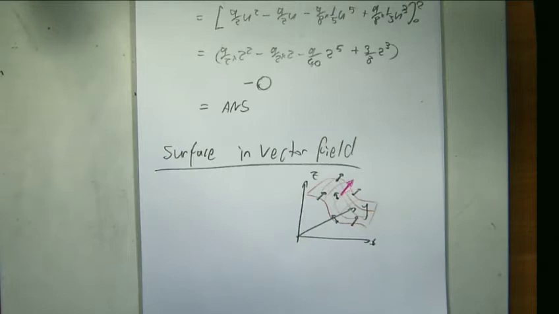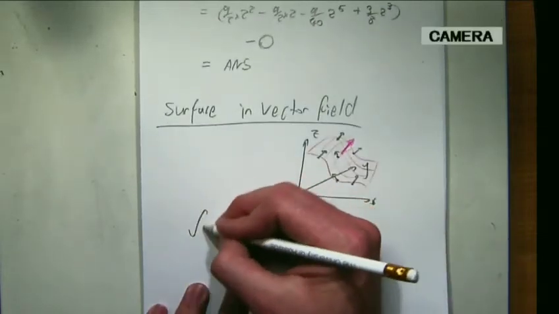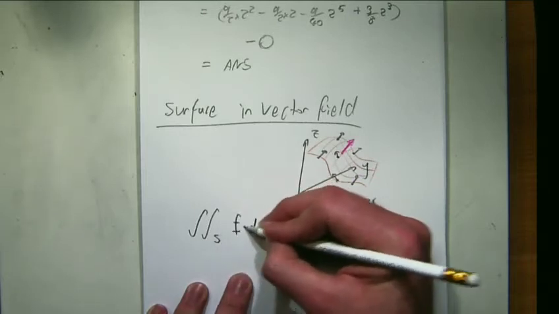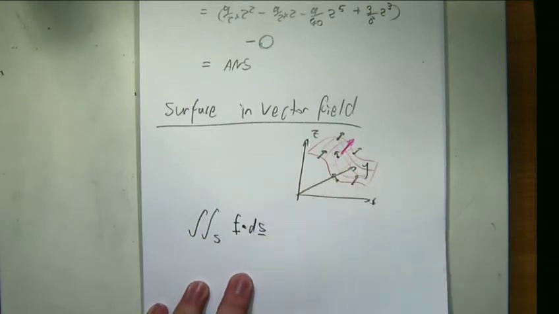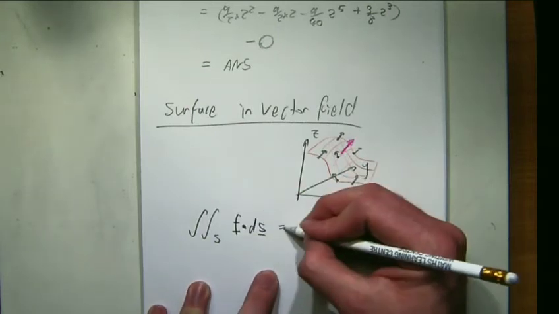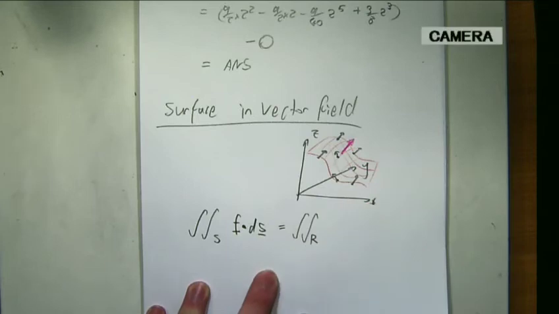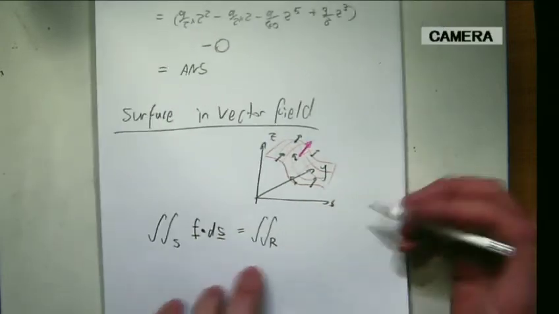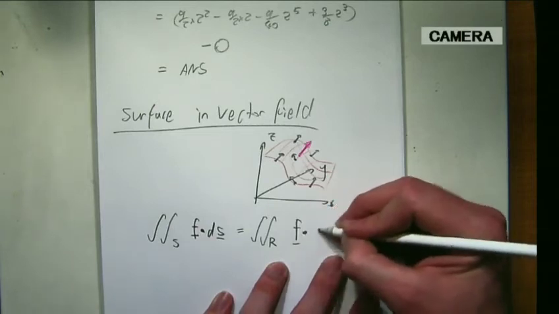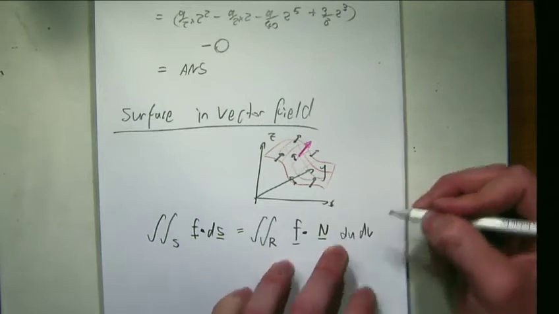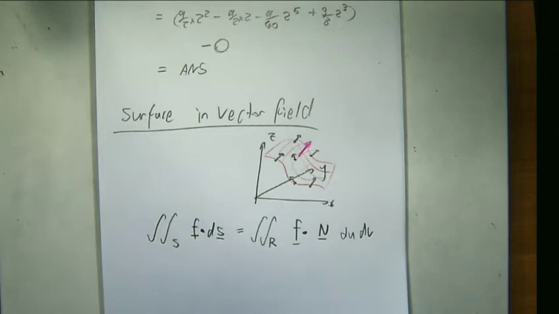And so in the end it comes out to the integral across the surface of vector F dot dS is the integral across my region of F dot normal vector du dv.